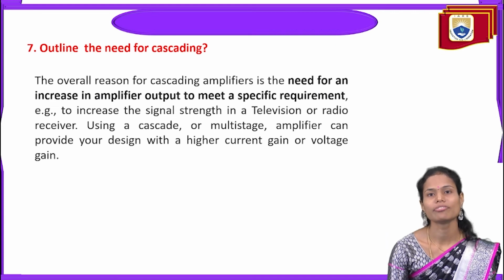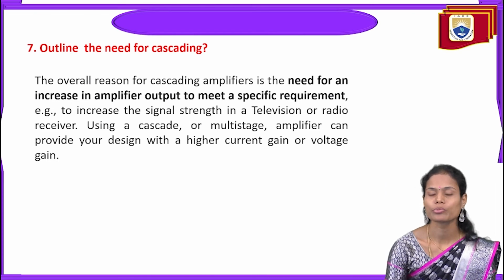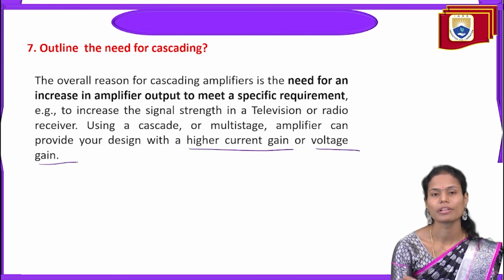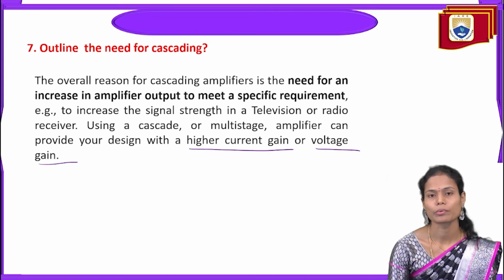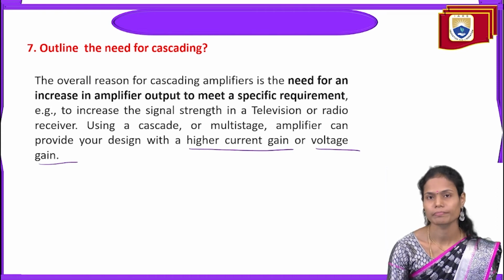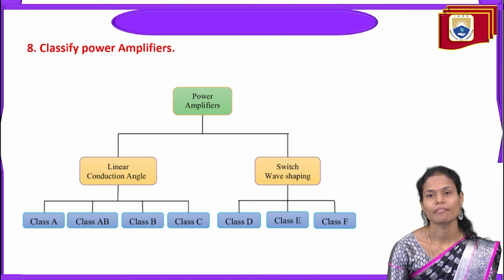And next, outline the need for cascading here. Cascading amplifiers is used to increase the amplifier output to meet a specific requirement, or to improve the strength of the signal and the parameters of the amplifier. That is nothing but higher current gain and voltage gain we will get, and there is also a variation in the input and output impedances because of the cascading of 2 or more stages of single stage amplifiers.